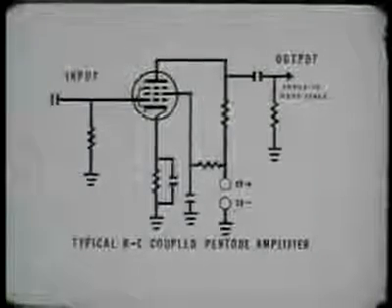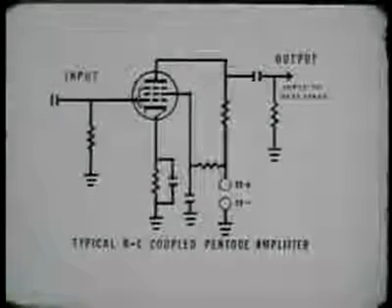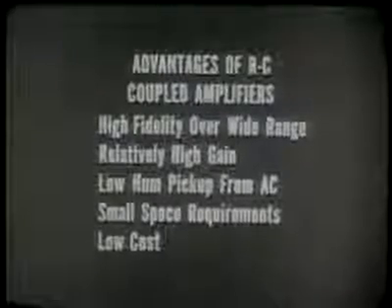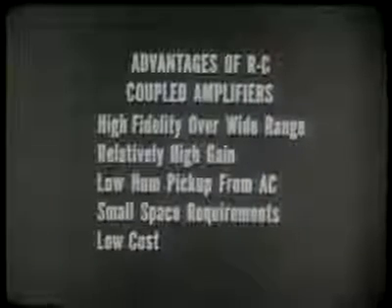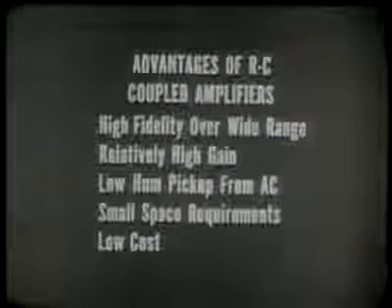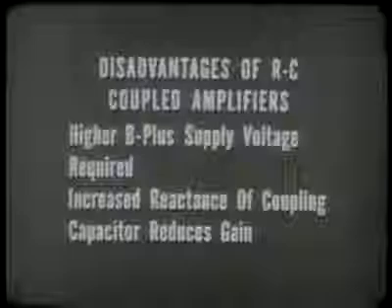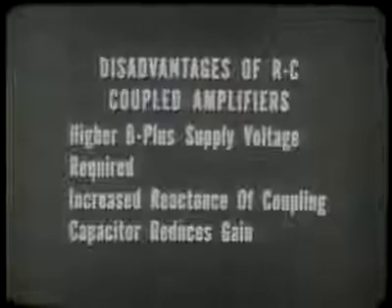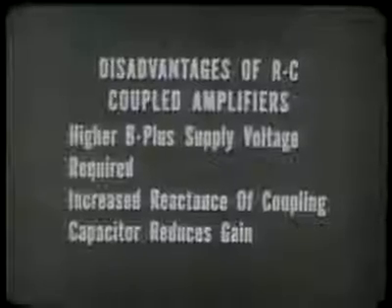Resistance capacitance, or RC coupled amplifiers, are so termed because the amplifier stages are coupled by combinations of resistances and capacitors. Advantages of RC coupled amplifiers are high fidelity over a wide range of frequencies, relatively high gain, low hum pickup from nearby AC fields, small space requirements, and low cost. The disadvantages of RC coupled amplifiers are higher B+ supply voltage is required and the reactance of the coupling capacitor increases at lower frequencies, thus reducing the gain.